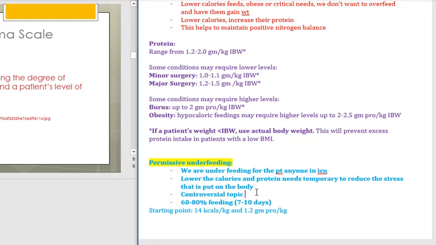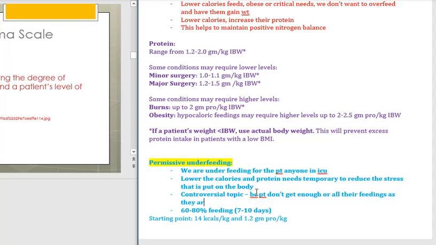So I want you to be familiar with it, but I also want you to understand that it is still kind of controversial in the research. Some studies have shown a benefit, others haven't. Okay, understand the difference between those two, right? Okay, so let's look at this document and help it make sense.